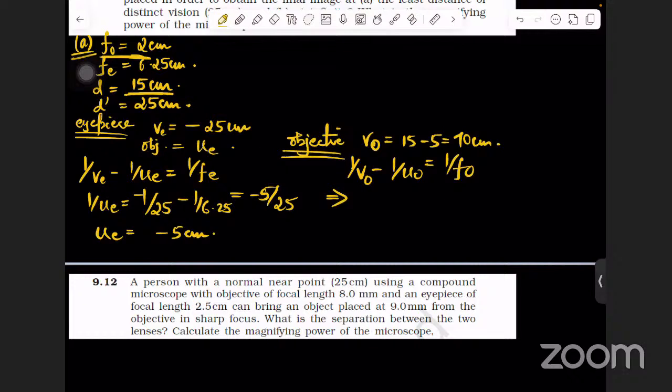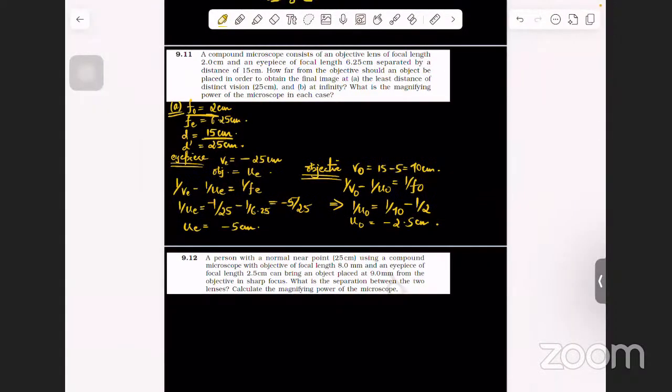So that implies 1 upon UO is 1 upon VO, that is 1 upon 10 centimeters, minus 1 upon 2. So from that, you get UO as minus 2.5 centimeters. So that is the object distance. The question is only asking how far from the objective the object should be placed. For the objective, we should place it at 2.5 centimeters.